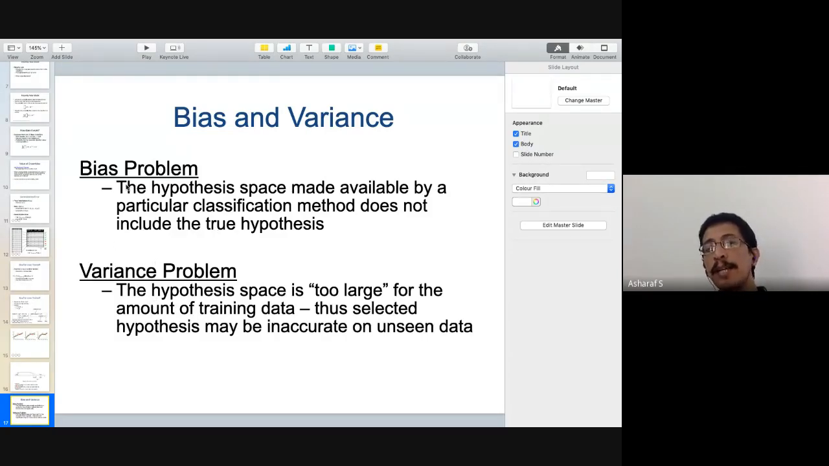So if you have a very complicated model, you may end up with a low bias and a high variance, and if you have a very simple model, you may end up in a high bias and low variance context, right? So you have to do a trade-off between the two, and that's what regularization typically does. That's the notion of regularization.